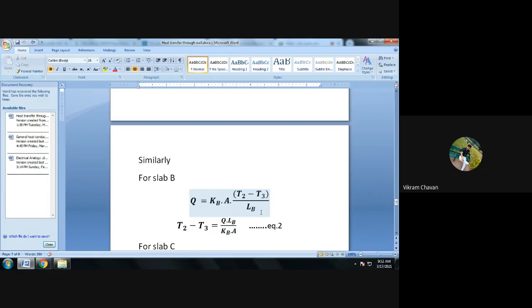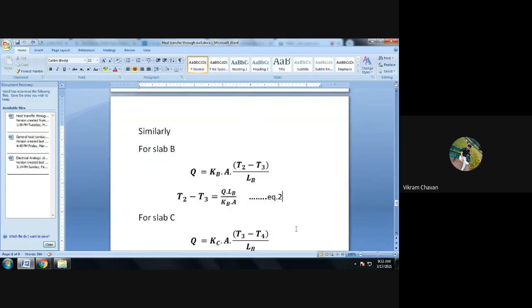Okay, and once again we have to rearrange this equation in the form of a temperature difference. So we transfer the remaining quantities towards the left side, and we have converted this equation in the form of a temperature difference. So we will get the equation as T2 minus T3 is equal to Q multiplied by L suffix B divided by K suffix B multiplied by A. So this is equation number 2.